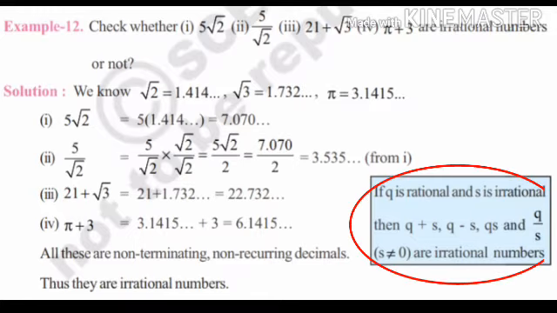From this example we understood that if q is a rational number and s is an irrational number, then q plus s, q minus s, q into s and q by s, here s not equal to 0, are irrational numbers.